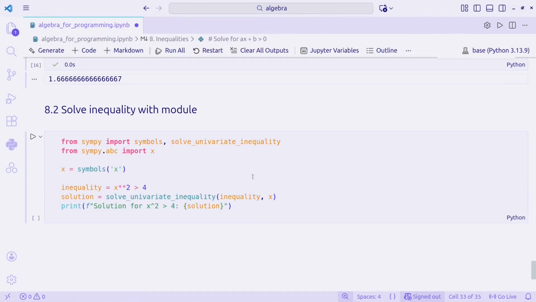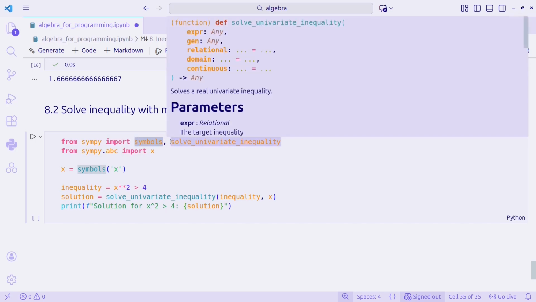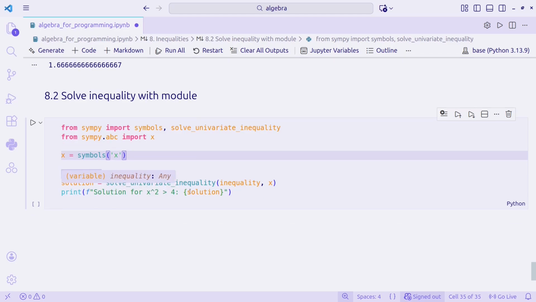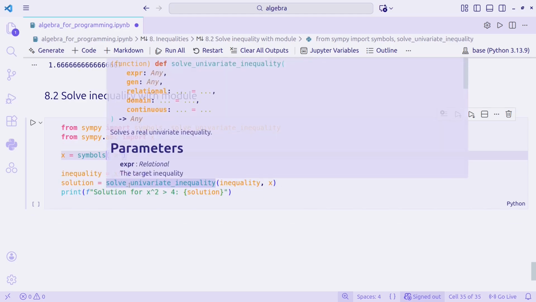And we can also solve inequality by the use of the module in Python. So we can use SymPy, and from SymPy we can import the symbols submodule and the solve univariate inequality submodule. And we also need to import the symbol as x. That's why I have to import it first by using the symbols function. So x will be the symbol, and I want to solve this inequality, x squared larger than 4, and I use the solve univariate inequality submodule to help me do so.